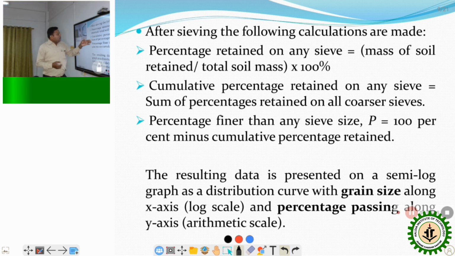Then we have to calculate the cumulative percentage retained on each sieve. That is equal to the sum of percentages retained on the upper, coarser sieves. Last of all, we have to find out the percentage finer than any sieve. That will be equal to 100 minus the cumulative percent retained.